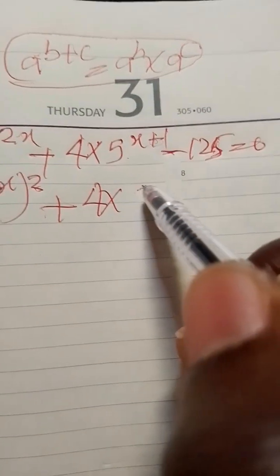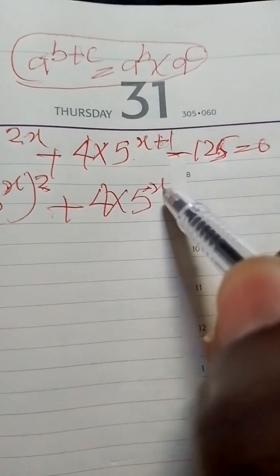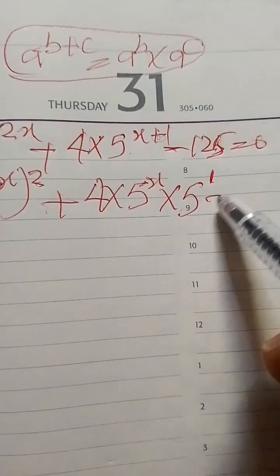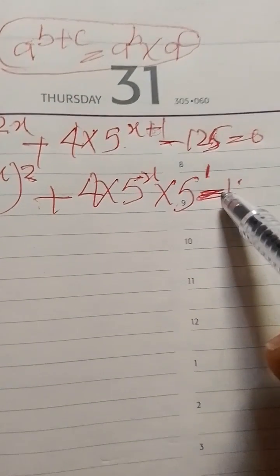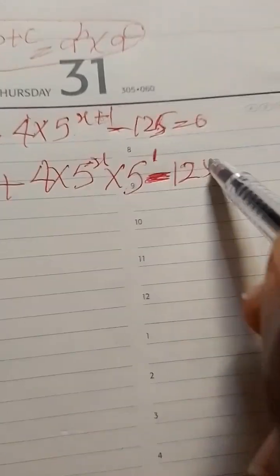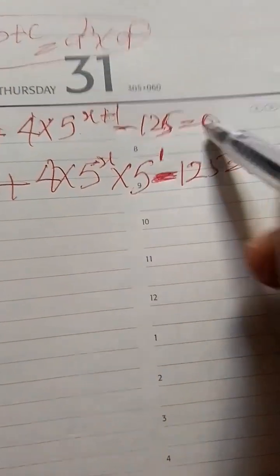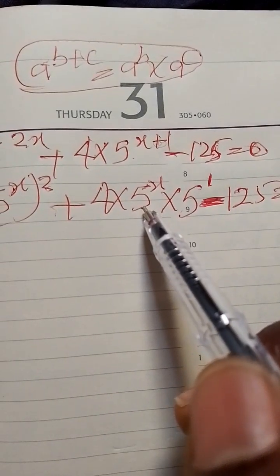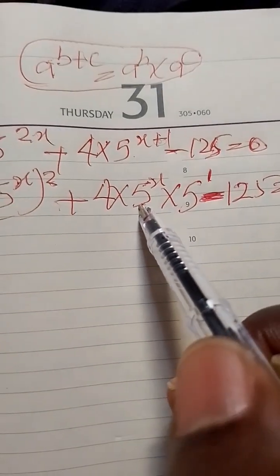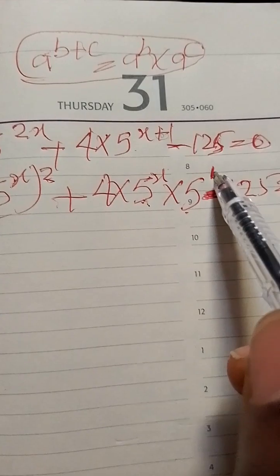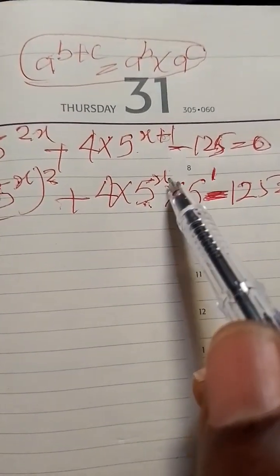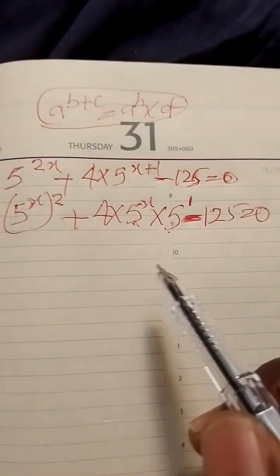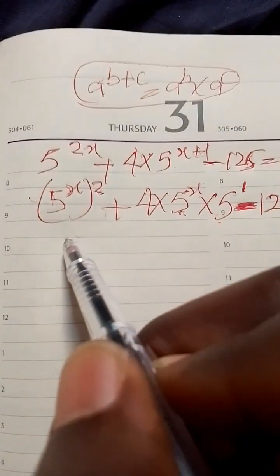So here we have 5 raised to power x times 5 raised to power 1 minus 125 equal to 0. Now, if we apply indices again, which is a law, 5 raised to power x times 5 raised to power 1 is the same thing as 5 raised to power x plus 1. Exactly.